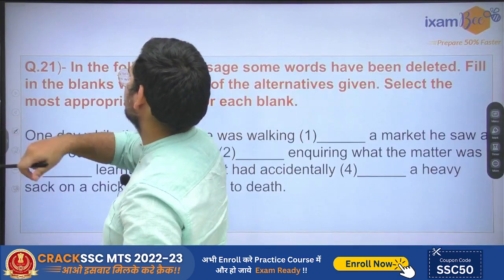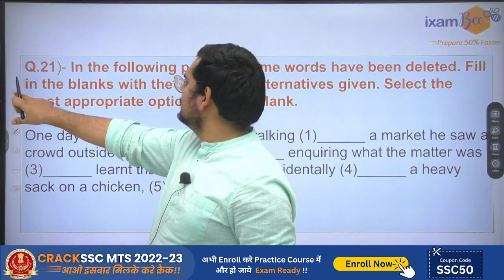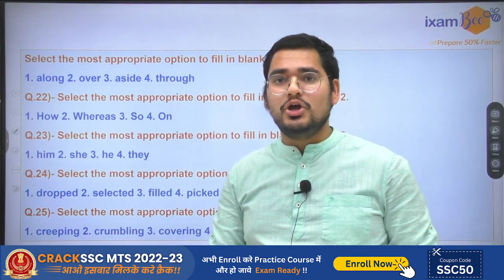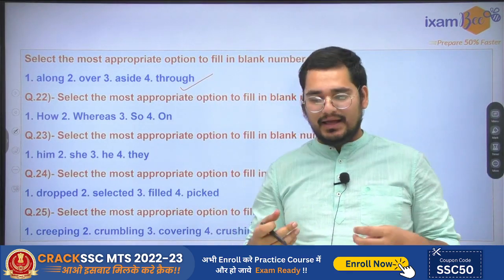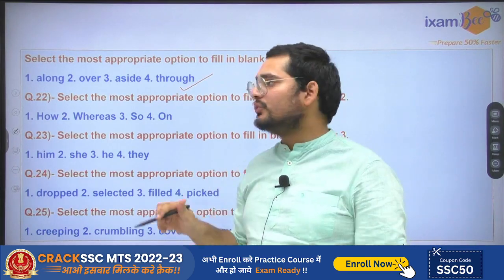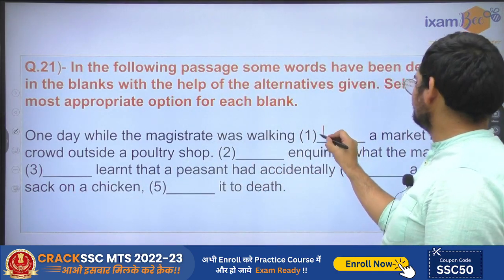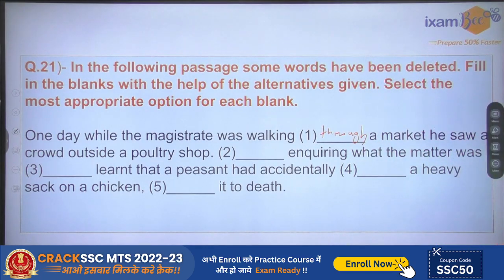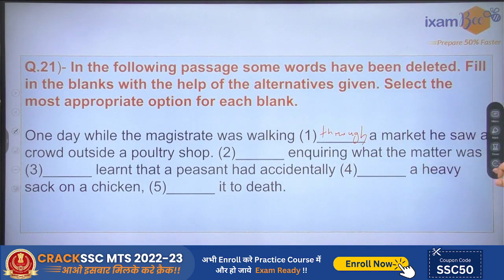One day, while the magistrate was walking, you walk what? Do you walk along a market? Do you walk over a market? Do you walk aside a market? You walk through the market, right? So through would be the correct option. Through is like as if you're entering somewhere. So you use the preposition through, right? Through a market, okay? He saw a crowd outside a poultry shop, full stop, inquiring what the matter was.